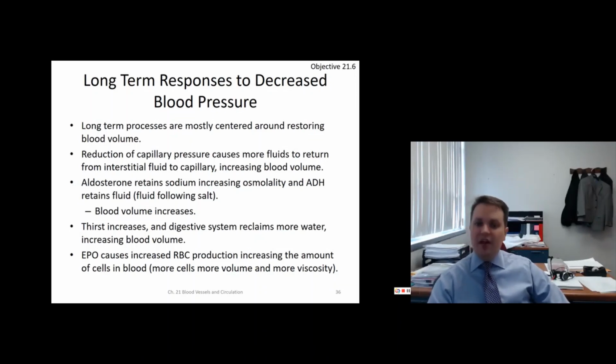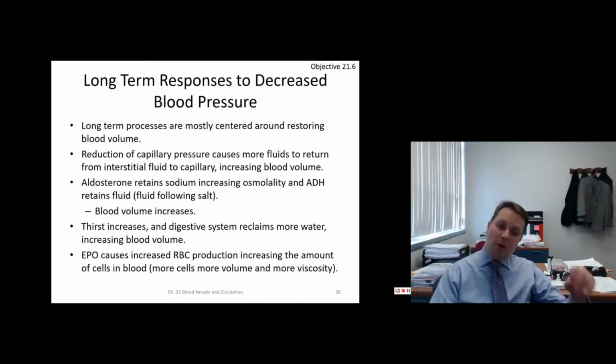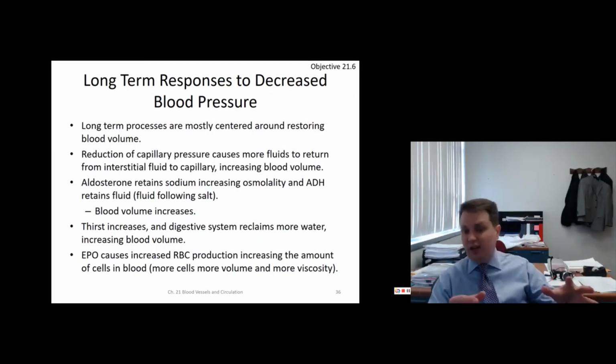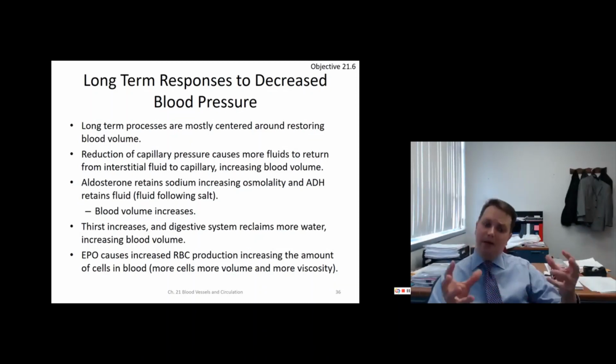Then with the blood loss, we want to replenish the amount of blood cells that we've lost. We want to replace blood cells we've lost due to bleeding. So EPO increases our red blood cell production. Then that gets more blood cells, which is increasing the blood volume essentially, but making blood more viscous, increasing blood pressure. But it's getting the blood's composition back.